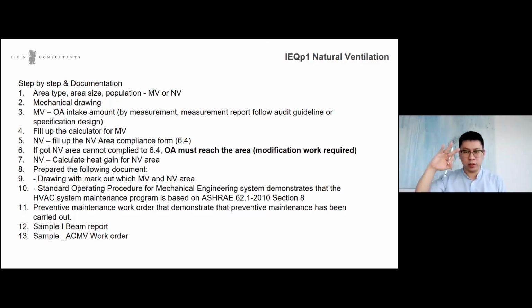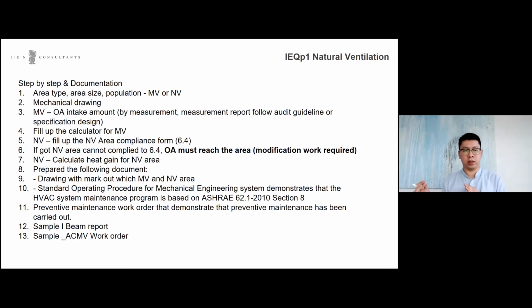Remember, there are 3 types of system: single zone, 100% OA, and also multiple zone. So what's important is the OA intake, whether OA intake through a primary AHU or OA intake through an opening. We need to measure that. That's important. Next, we need to fill up the calculator for mechanical ventilated area. Okay, step number 4.